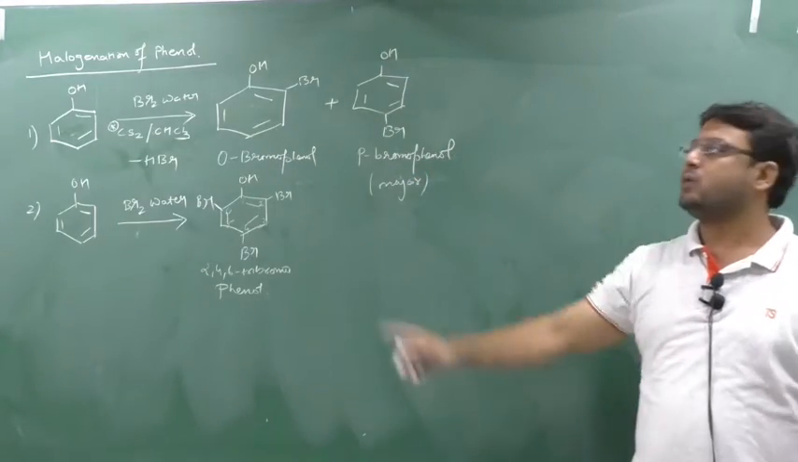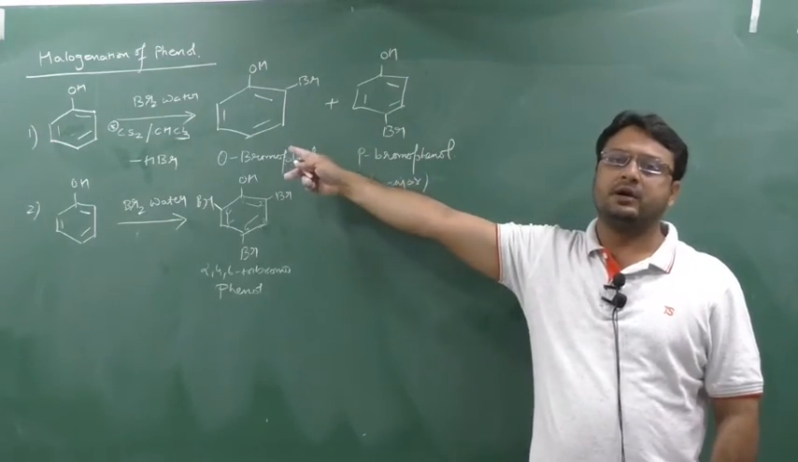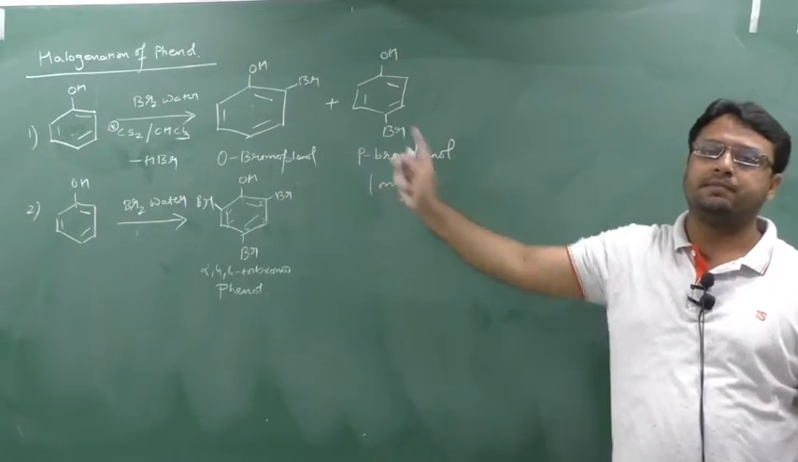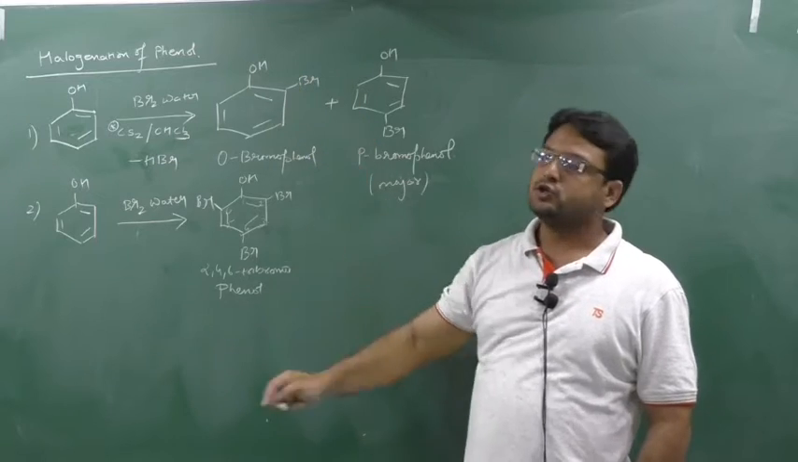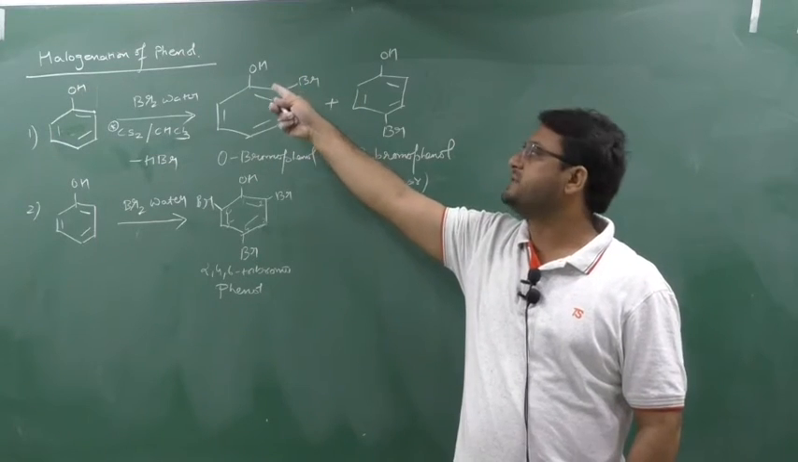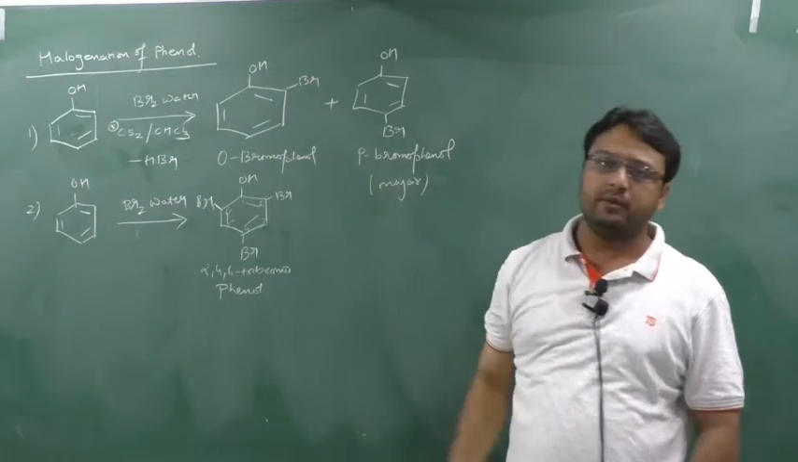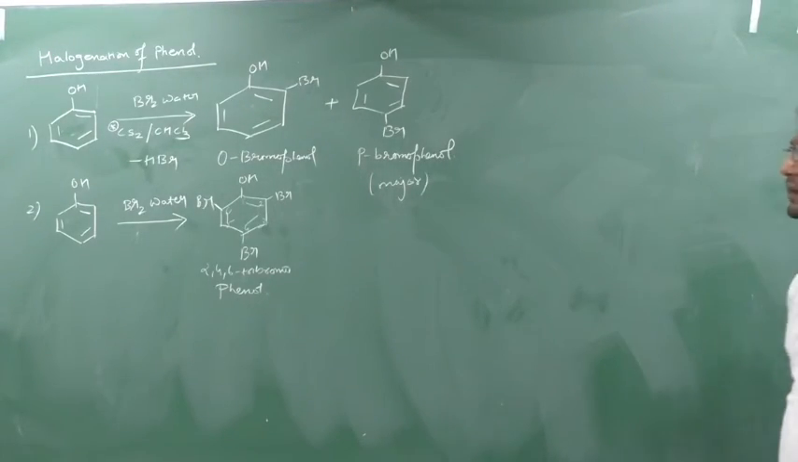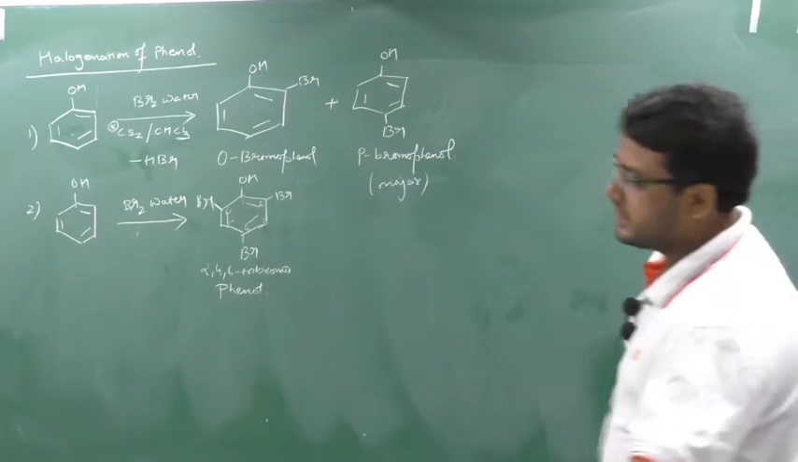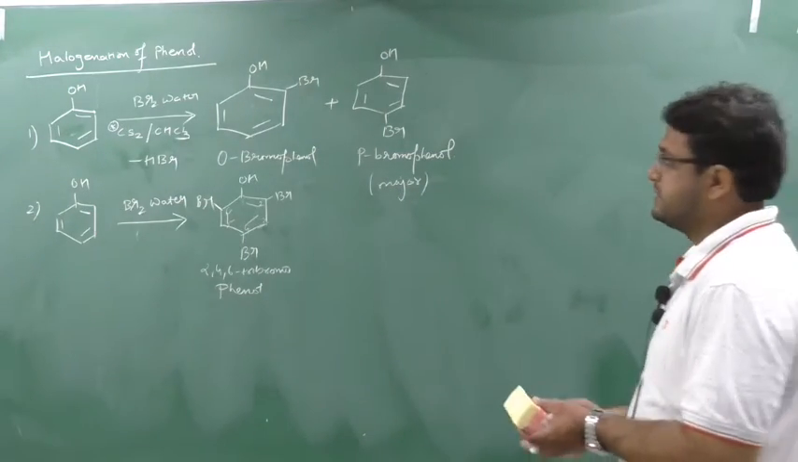Yes or no? Why will O-bromophenol be less stable? Why will it be the minor compound? Because there is no hydrogen bonding between OH and Br. So the steric hindrance will increase, and with steric hindrance increased, O-bromophenol will be the minor compound because it becomes unstable. Clear? Clear this part? Okay. So take a screenshot. Now we will go with the mechanism.